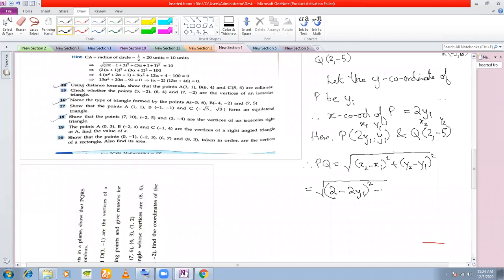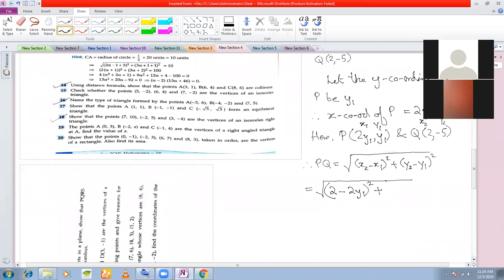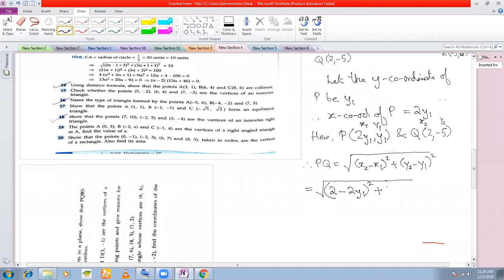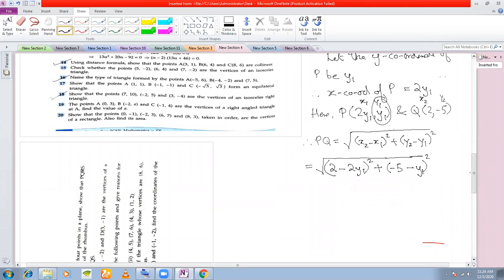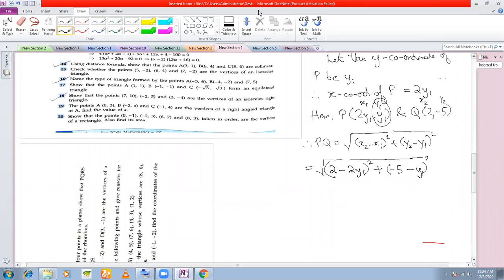Plus y2 here is minus 5, and y1 here is y1. So this is what your distance PQ is.